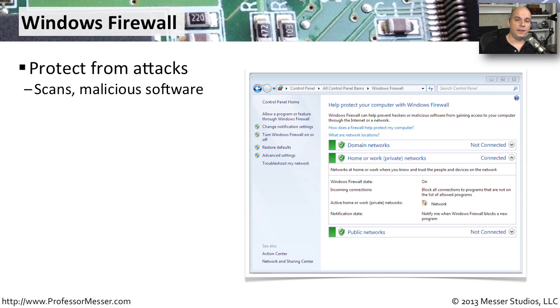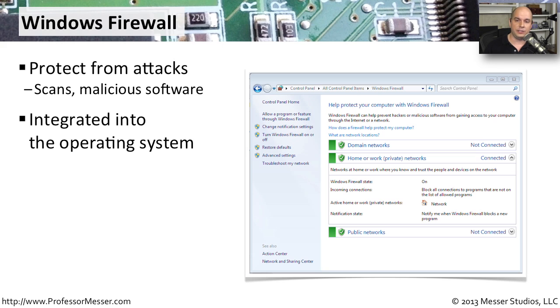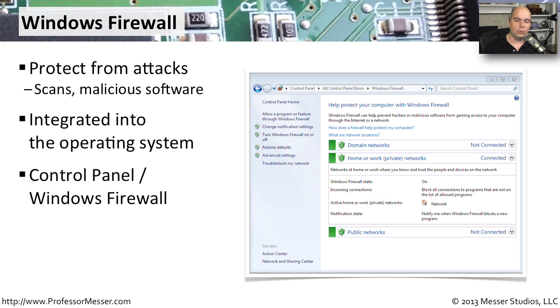Another important security feature in Windows is the Windows Firewall. This is protecting you from attacks across the network. And if somebody wanted to get into your computer, that would be a very good place to go to try to gain access to your files and your information. This is something that is integrated into Windows. It comes with the operating system itself, and you can find it in your control panel. It's located in the Windows Firewall options.